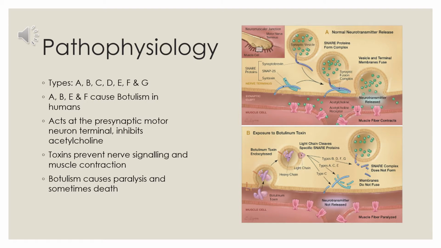Botulinum toxins act at the presynaptic motor neuron terminal, inhibiting the release of acetylcholine by cleaving key SNARE proteins required for nerve activation. The toxin binds to the nerves at the acetylcholine site, triggering the neuron to take up the toxin into a vesicle by receptor-mediated endocytosis.